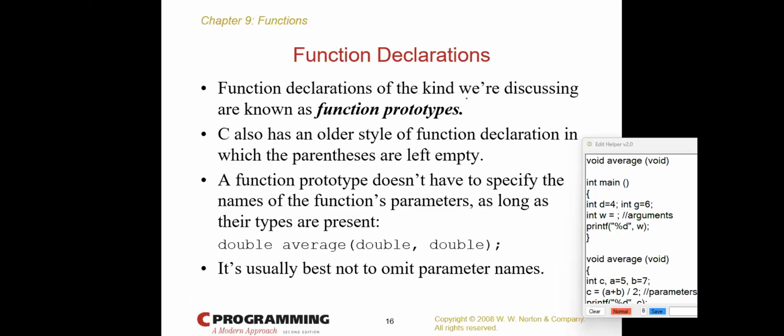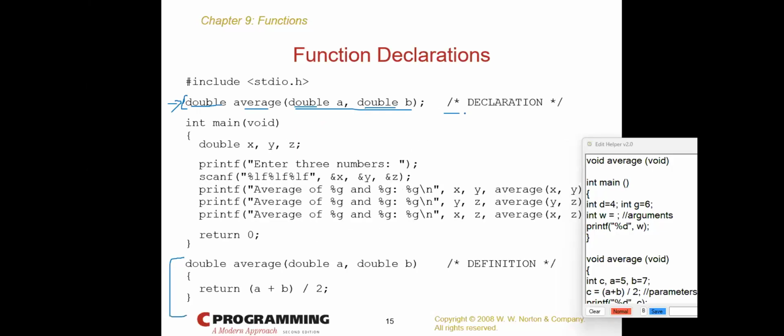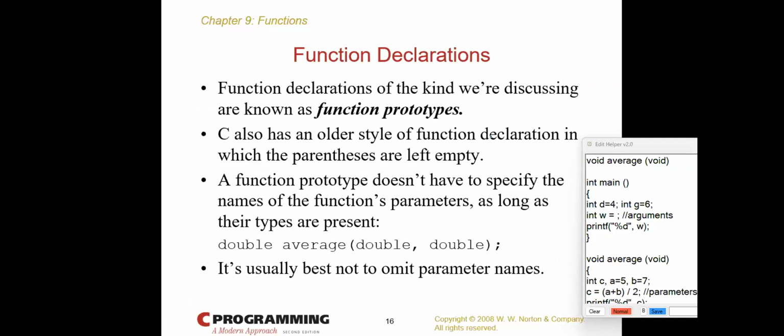Function declarations of the type we are discussing are called function prototypes. So this line, which is called a declaration, is also called a prototype. So the prototype is just like a picture of what the compiler would see sometime later.